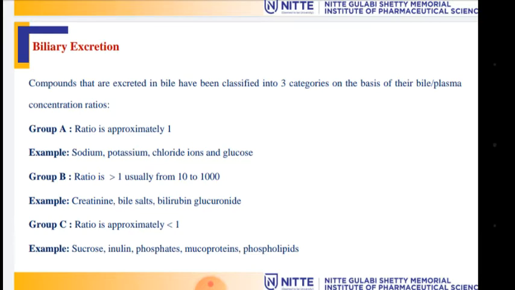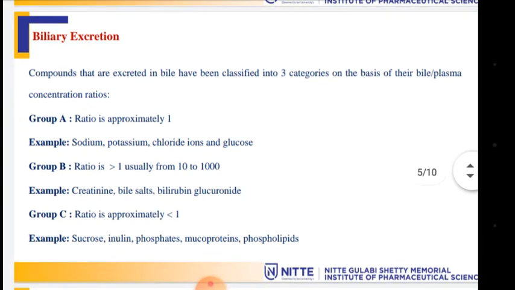The compounds that are excreted in bile have been classified into 3 categories on the basis of their bile plasma concentration ratios. Group A is compounds whose ratio is approximately 1. Examples include sodium, potassium, chloride ions and glucose. Group B is compounds whose ratio is greater than 1, usually from 10 to 1000.